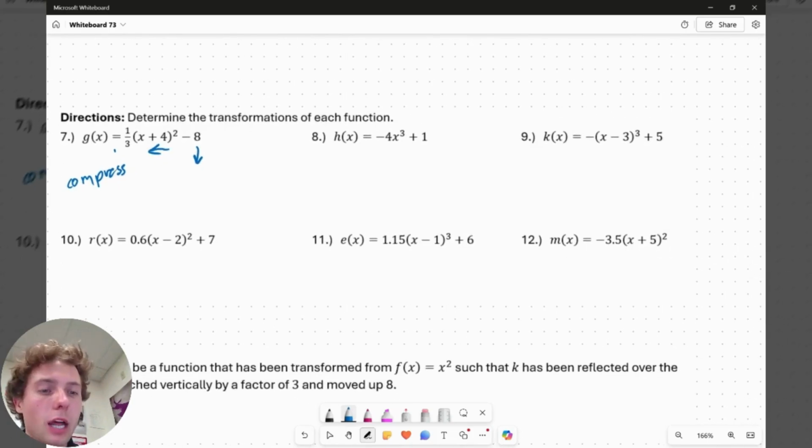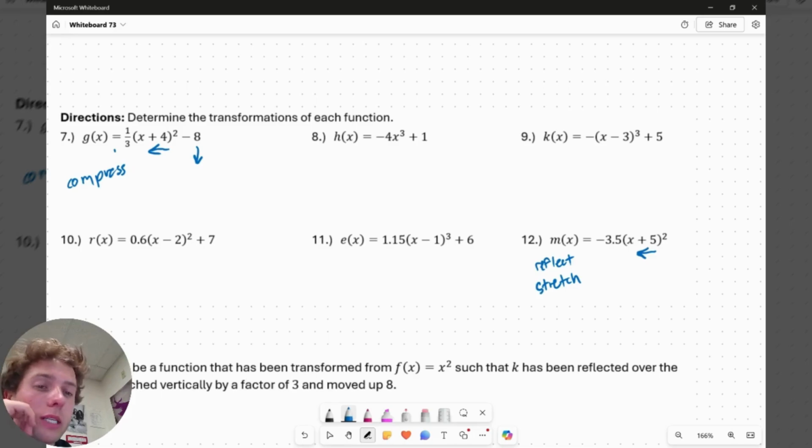We can look at some other ones. For example, number 12. I notice this value in front is negative, so it's being reflected. I notice the 3.5 is there as well. 3.5, ignore the negative. 3.5 is larger than 1, so this is a stretch. The 5 in this case, inside, would be moving it left 5. There's nothing adding or subtracting at the end, so there's no up or down movement.